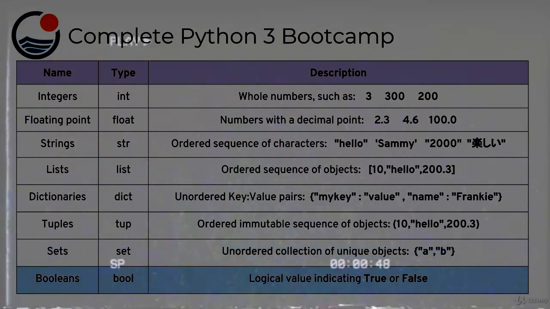Then finally, we'll talk about booleans, which are just logical values indicating true or false. Notice how we have a capital T and a capital F. That sort of syntax is necessary for Python. So those are all the basic data types.